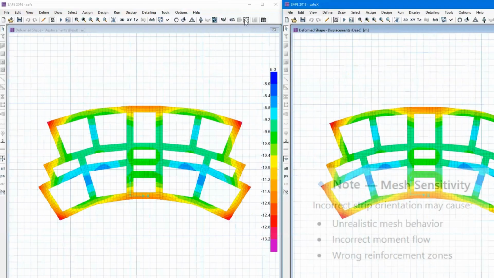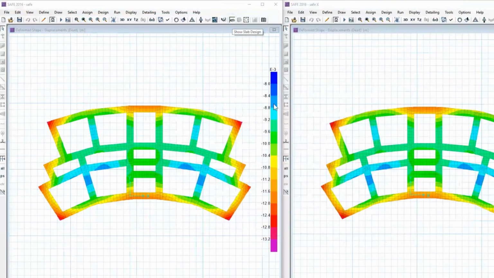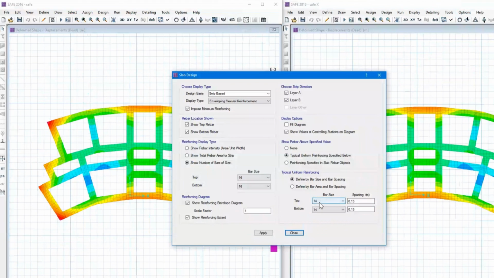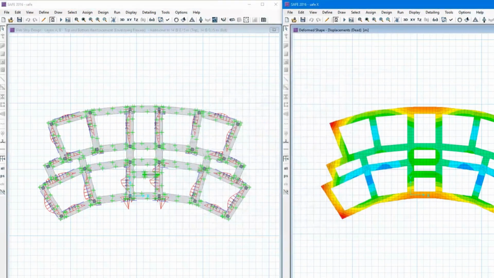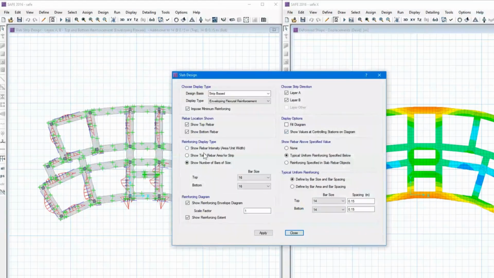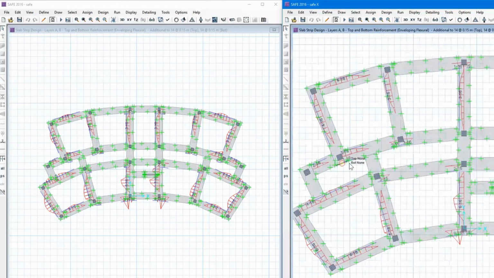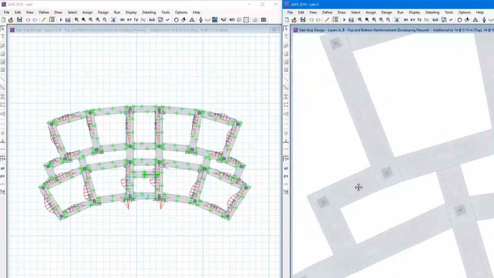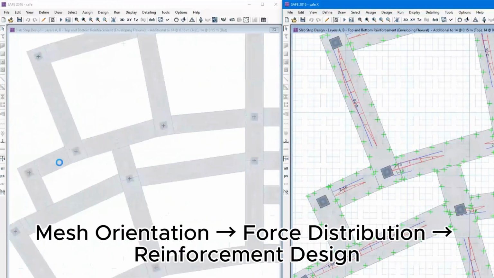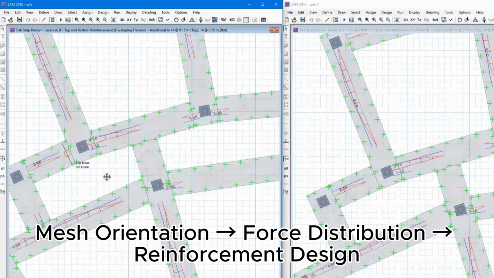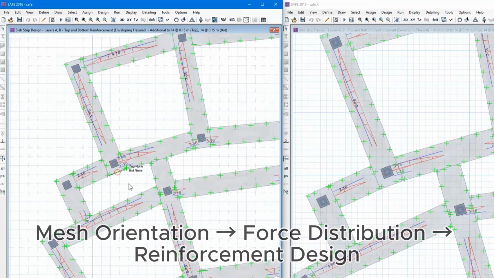Notice that the finite element mesh changes completely, depending on the local axis orientation. In the left model, the mesh follows the strip angle, because the local axes are rotated correctly. But in the right model, the mesh remains aligned with the global X and Y directions. This difference directly affects internal force distribution and reinforcement calculations.